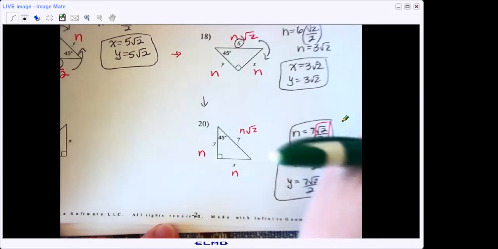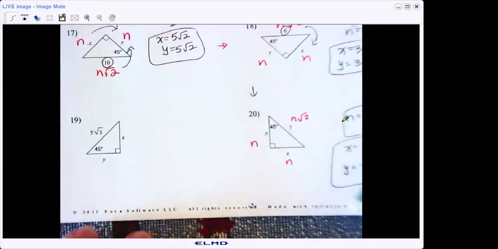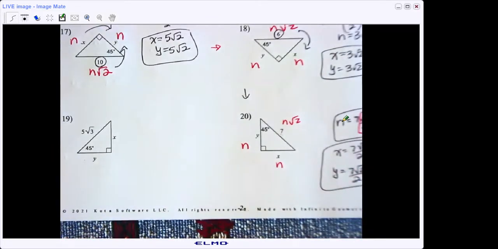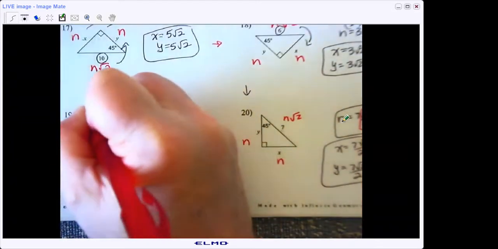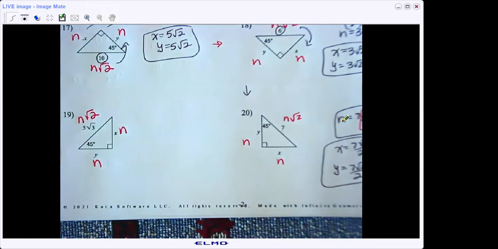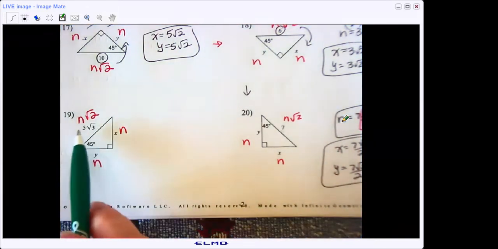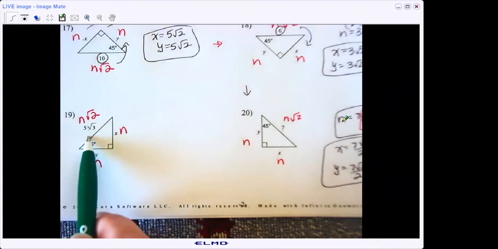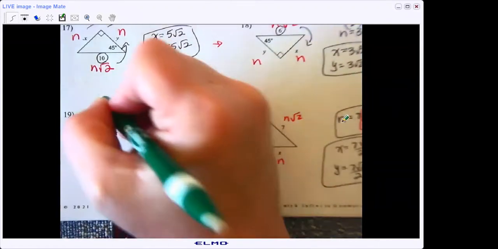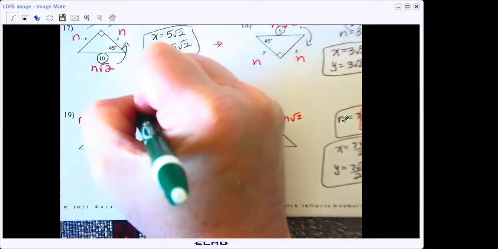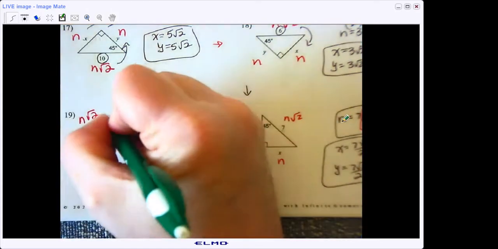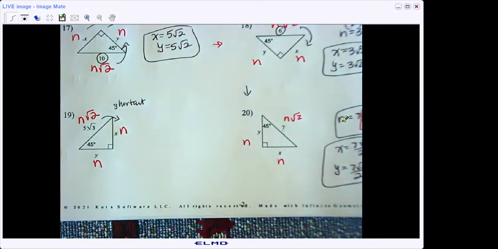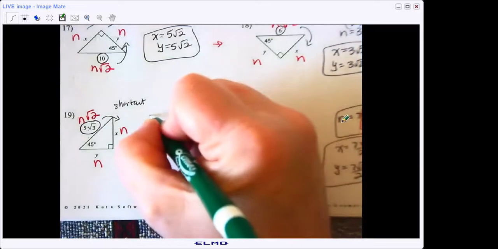Okay. Let's look at number 19. This one is a little more tricky because it has a square root of 3 in it. We're going to do the same thing. But remember we said anytime your hypotenuse doesn't have a root 2 in it, we're going to apply the shortcut. So we're going to do the same exact thing. I'm going to take whatever value this is, and put the shortcut next to it to find n.